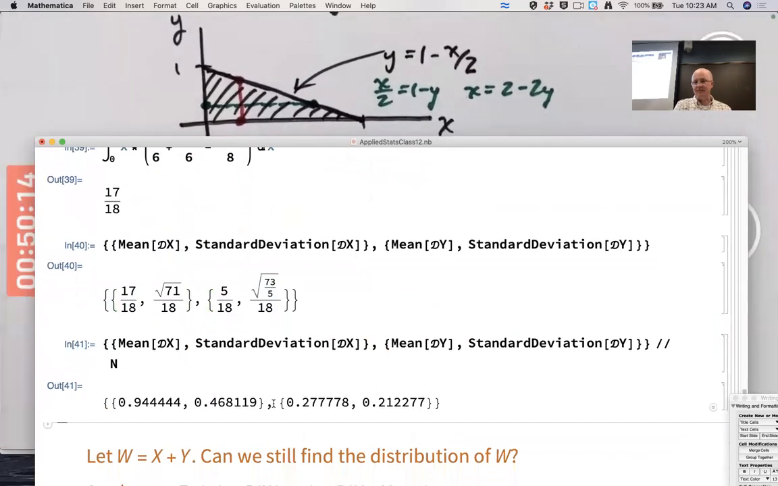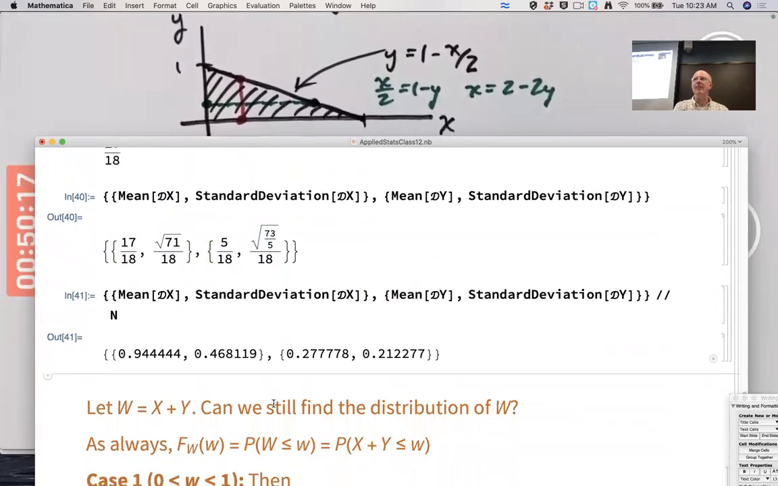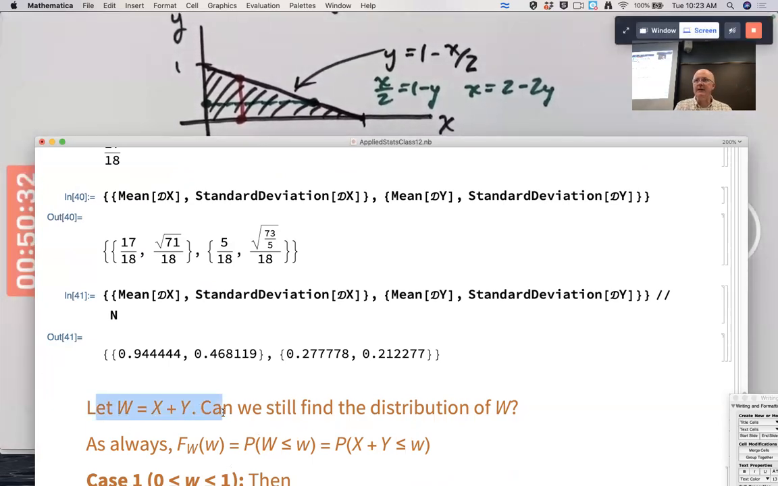Okay, now what am I after? Remember, that's just all set up. A joint distribution of a bivariate random variable X and Y. Compute the marginal densities. Simulate the marginal densities if I like. But now the key thing I'm after here: W is X plus Y. What's the distribution of W?